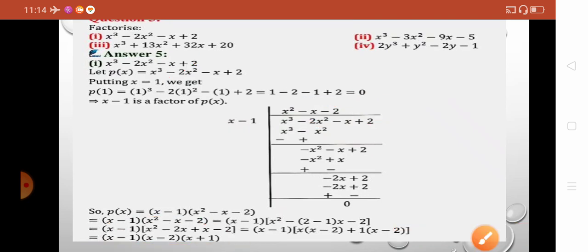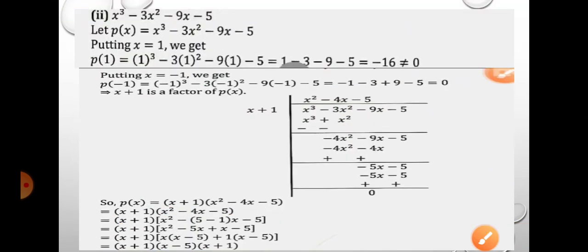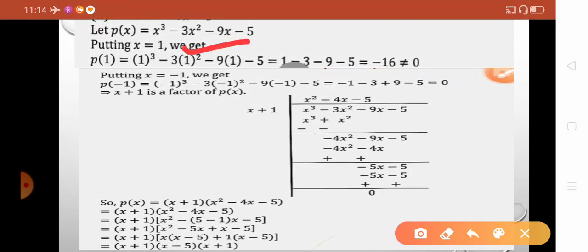Let us move to our second part, that is x cube minus 3x square minus 9x minus 5. Again we will put x equal to 1. It is not compulsory that x minus 1 is always a factor, but you have to check x minus 1 or x plus 1 or x minus 2 or x plus 2, which one is the factor, by using the hit and trial method. So here when we put x equal to 1, we get the answer minus 16, that is not equal to 0.